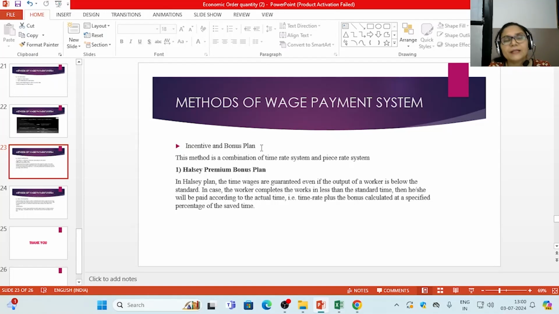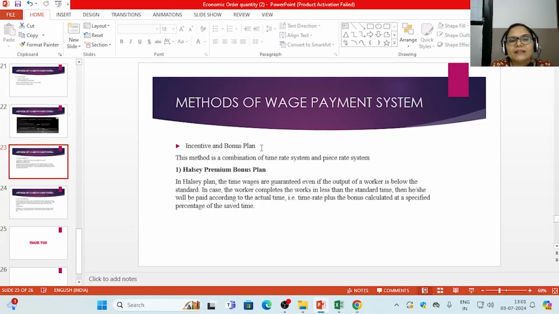The system should be fully explained to workers and their cooperation is to be obtained. It should ensure quality of production, and the incentive should be introduced for indirect workers also. These are the certain characteristics of a good wage payment system which are present in incentive and bonus plans. Incentive and bonus plans are of three types. First is Halsey Premium Bonus Plan.